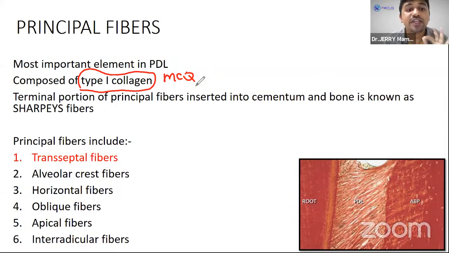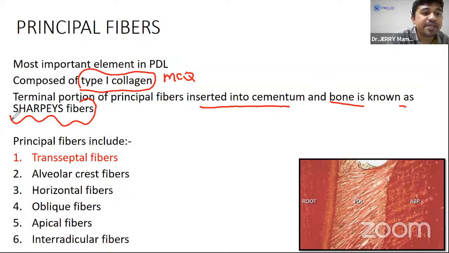What is it composed of? It is composed of type 1 collagen. The terminal portion of principal fibers inserted into the cementum and into the bone are known as Sharpey's fibers, which undergo calcification. Okay, so this is a histological picture that they are showing here.